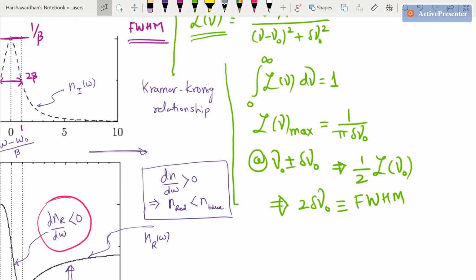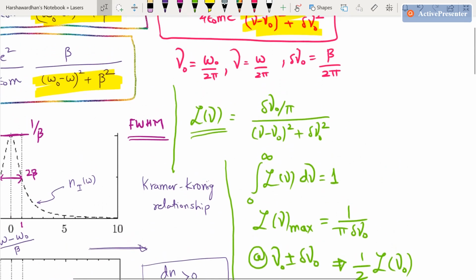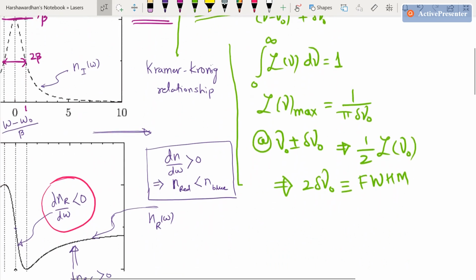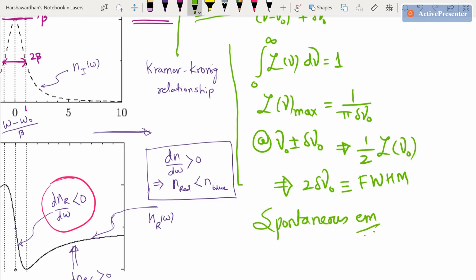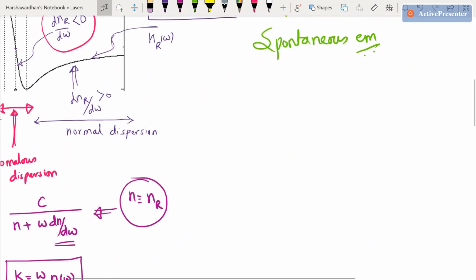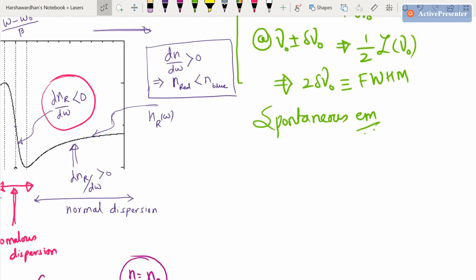For example, if you have an atom wherein the governing decay is spontaneous emission, then you get a Lorentzian line shape. And even for other mechanisms of decay, for example collisional broadening, you also get a Lorentzian line shape.